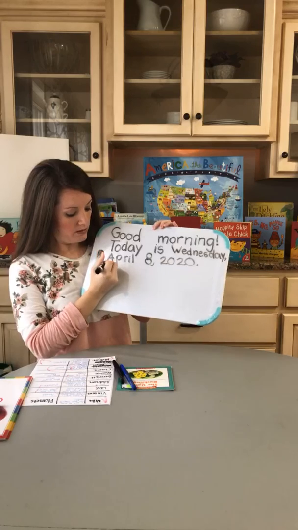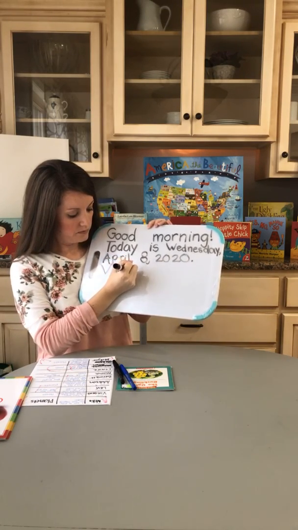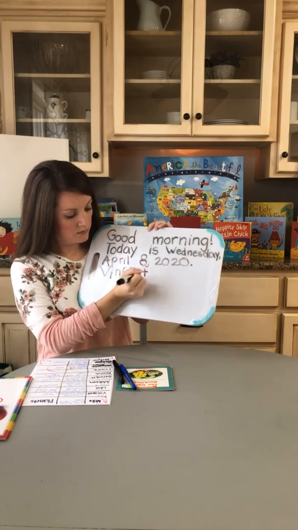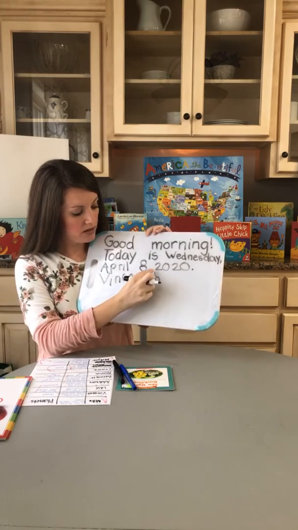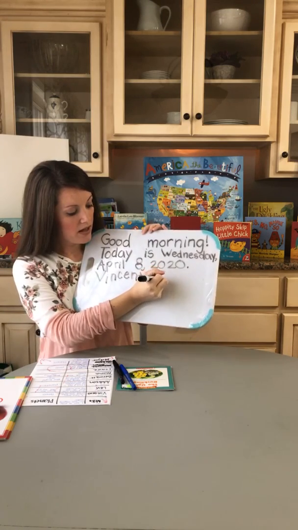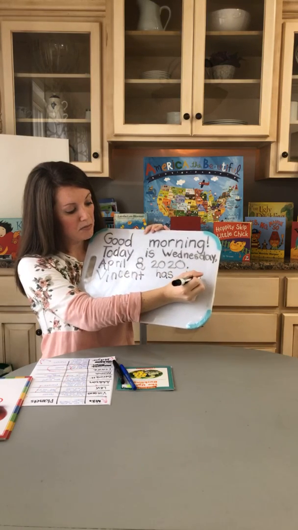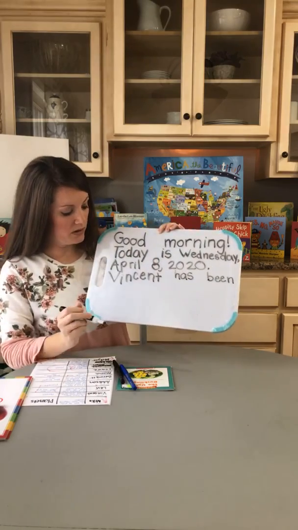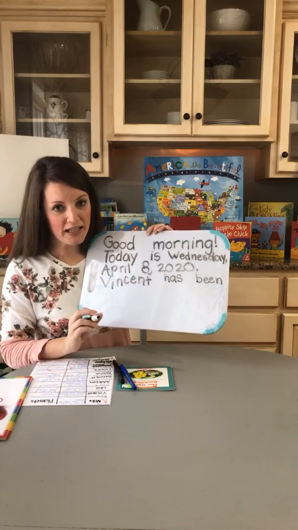Okay, let's start with his name. Vincent has. I kind of didn't skip enough. It almost looks a little crowded right there. Has been, I believe, is on your first grade sight word list. Vincent has been riding.